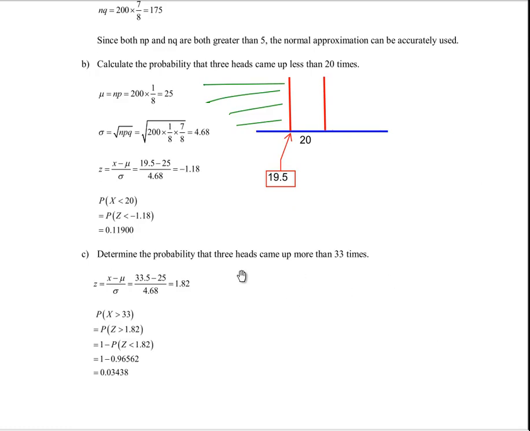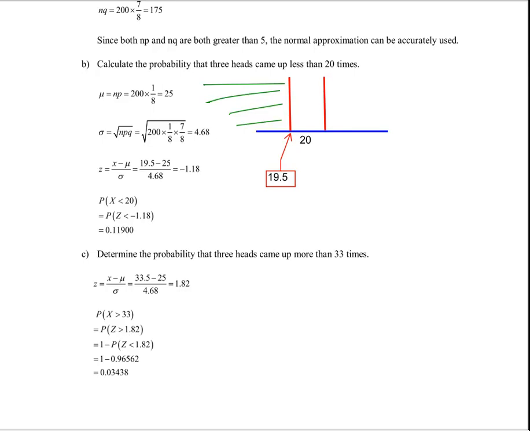Okay, now here's actually a more than, like I was referring to in the previous page. Determine the probability that 3 heads comes up more than 33 times. Well, same idea. If this was 33 here, we want the area above it, then this point here would be 33.5. And so that's why we use 33.5 in the z-score formula. So 33.5 minus the mean of 25 divided by the standard deviation of 4.68 gives us 1.82. So the probability x is greater than 33 is the same as the probability z is greater than 1.82.